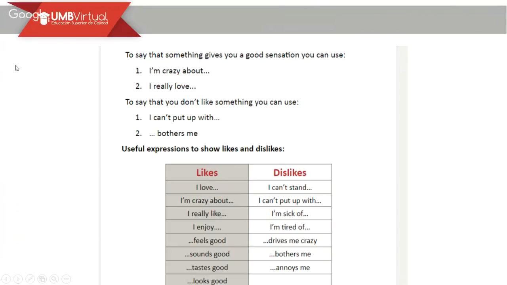Okay, so here, I would really love to travel around the world. I would be crazy about seeing animals, for instance, different species or something like that. Okay, drives me crazy, like dislike, for example, noisy places drive me crazy. Lies bother me.